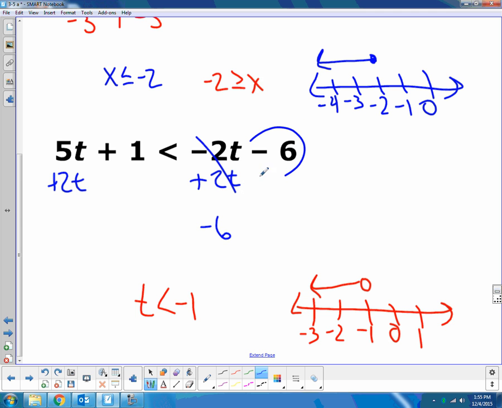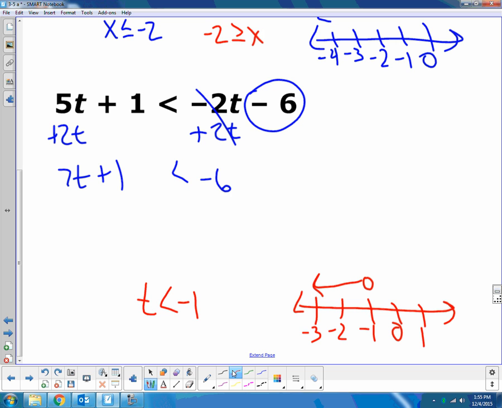I do have a -6 left, and 7t plus 1 is less than -6. If I then get all my non-t's together, so I'm going to subtract 1 from both sides, I get that 7t is less than -7. -6 minus 1, -7. If I then divide both sides by 7, t is less than -1. Since I divided by a +7, I leave that sign alone, and t would be less than -1. And then we graphed it from there.